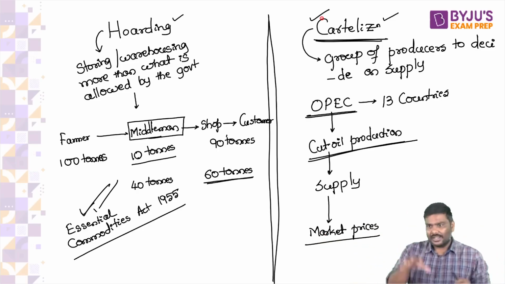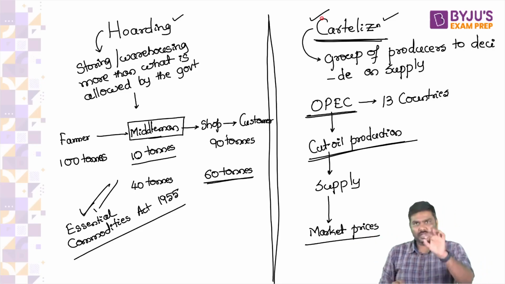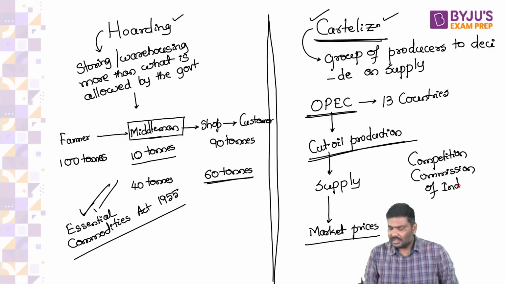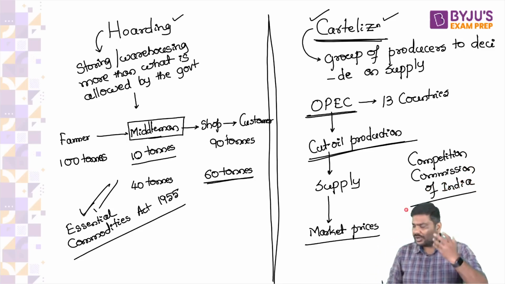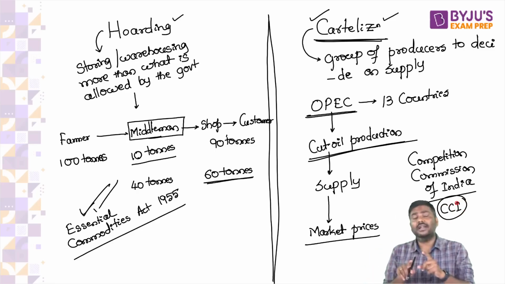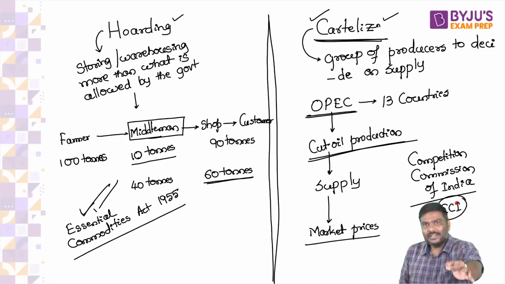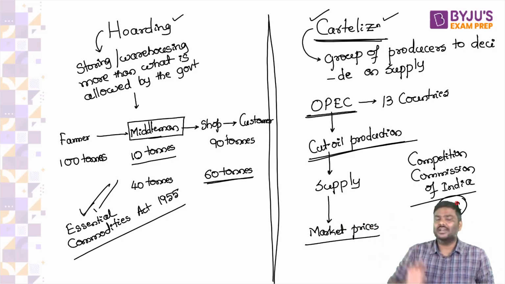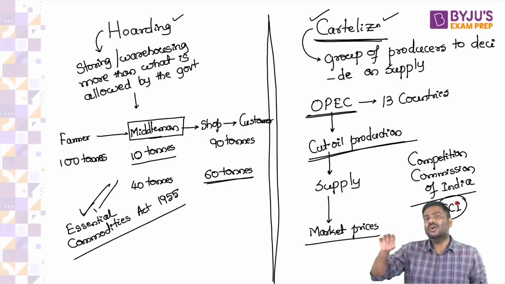And to ensure that there is no cartelization in the economy, there is one authority. Please remember the name of the authority: Competition Commission of India, CCI. The Government of India has set up a statutory authority, CCI, which will ensure that, for example, what if all the telecom companies come together and decide what is the price.